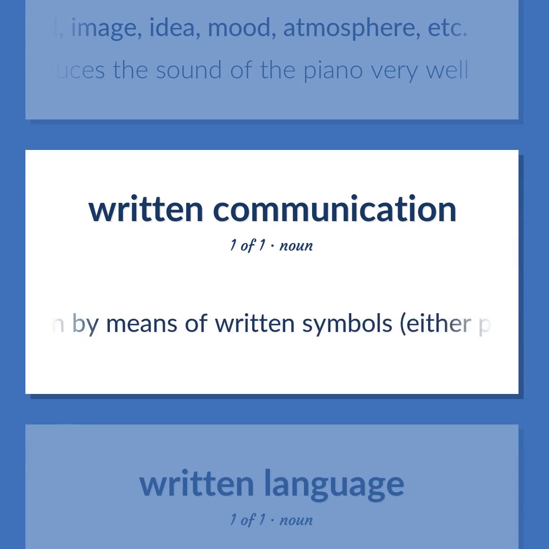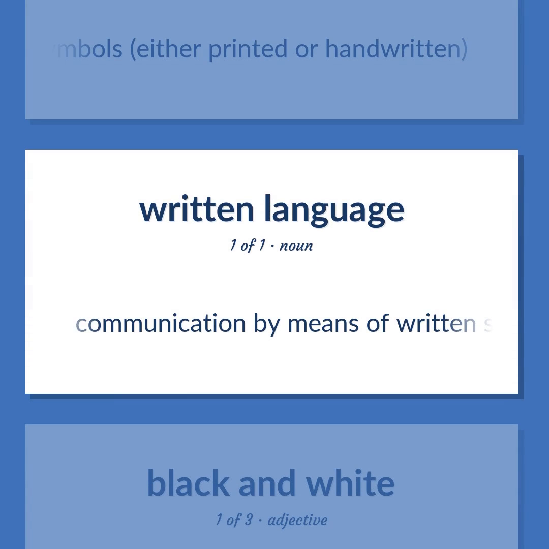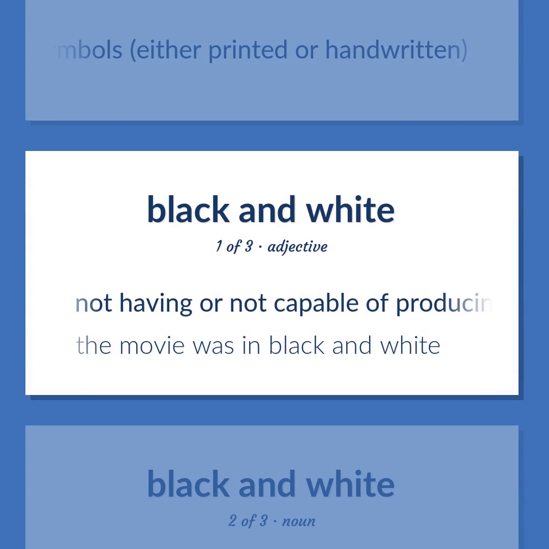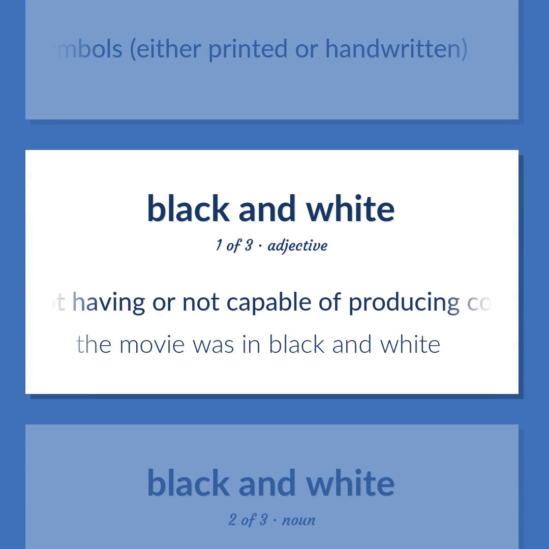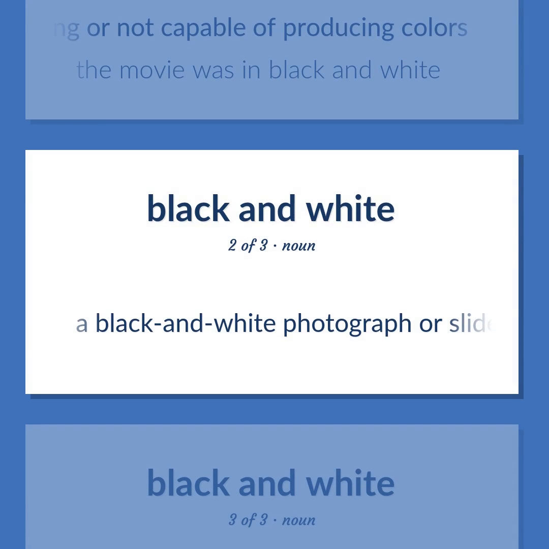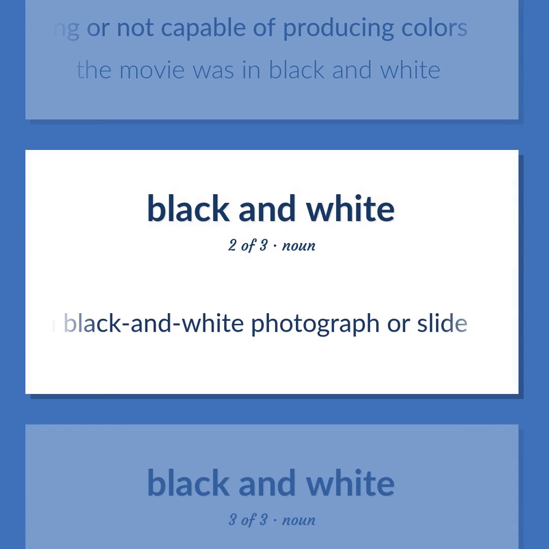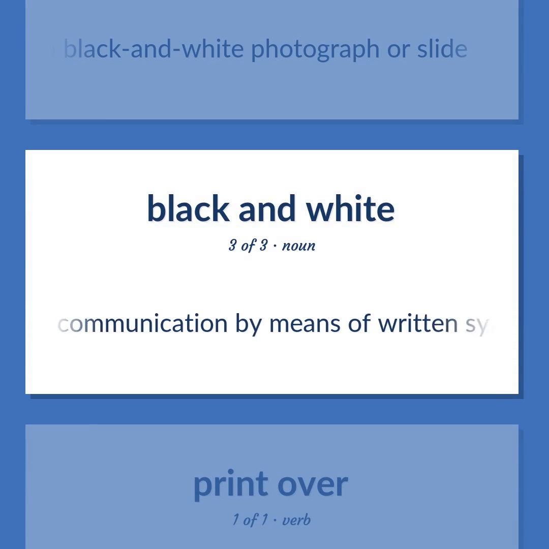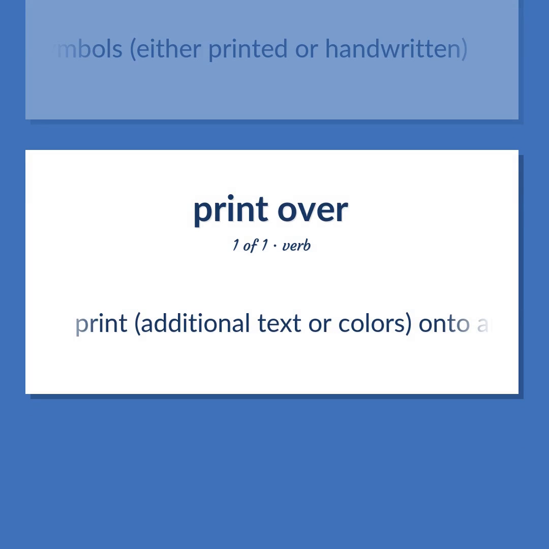Communication by means of written symbols, either printed or handwritten. Not having or not capable of producing colors. The movie was in black and white. A black and white photograph or slide. Communication by means of written symbols, either printed or handwritten. Print additional text or colors onto an already imprinted paper.